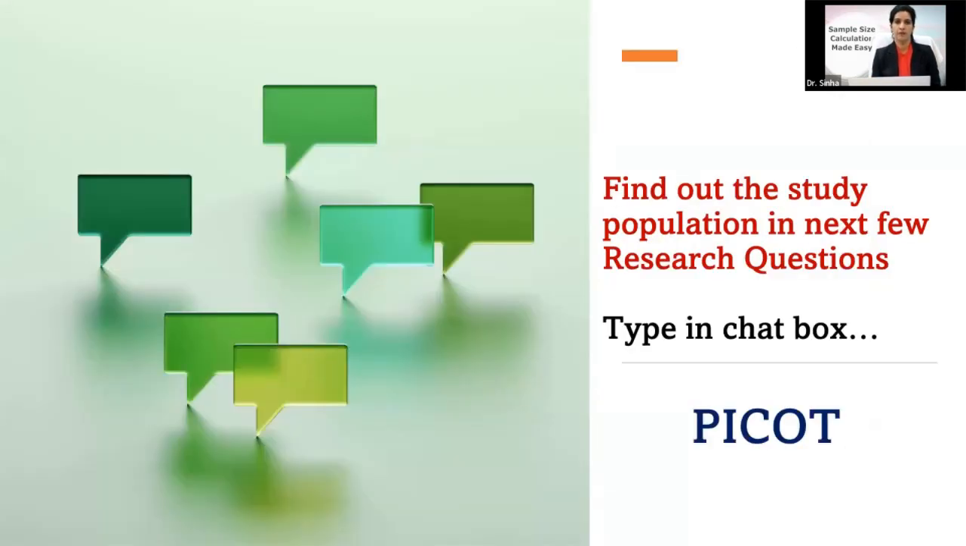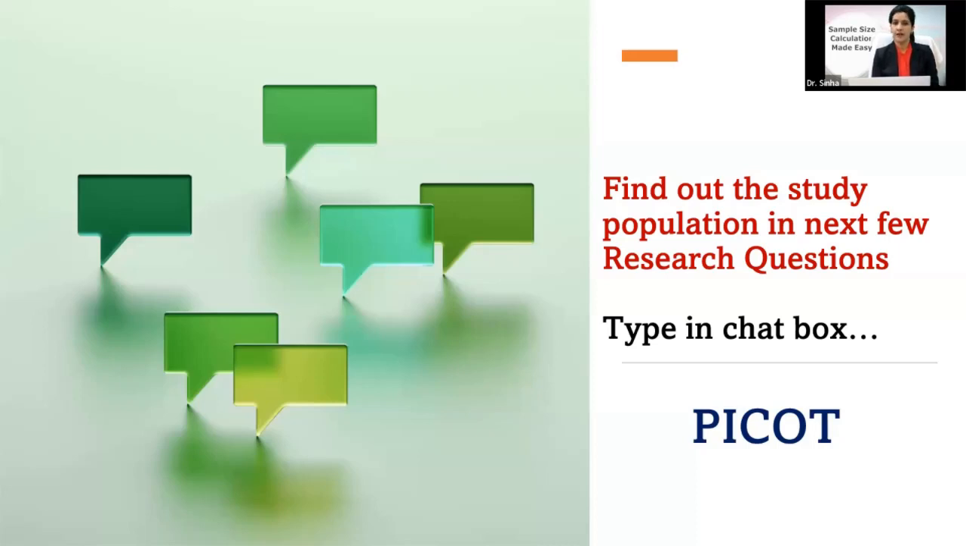For the concept of generalizability, let's understand a few concepts of the research question. The research question has 5 components. Many of you know this also. It is denoted by the mnemonic PICOT, where P stands for population, I stands for intervention, C stands for comparative group, O stands for outcome, and T stands for time.